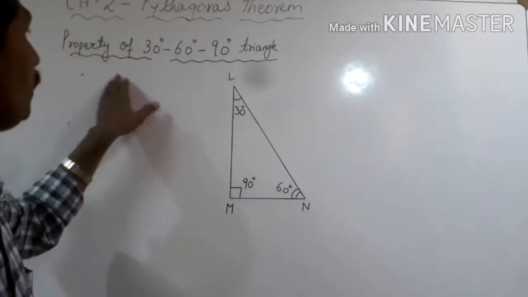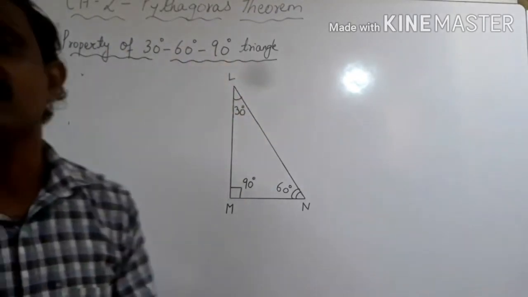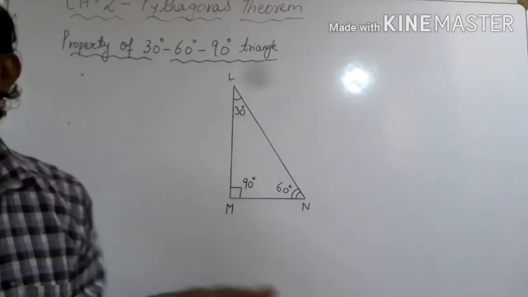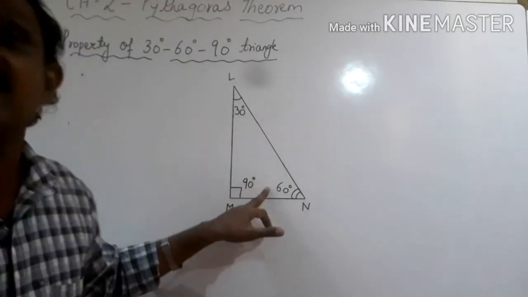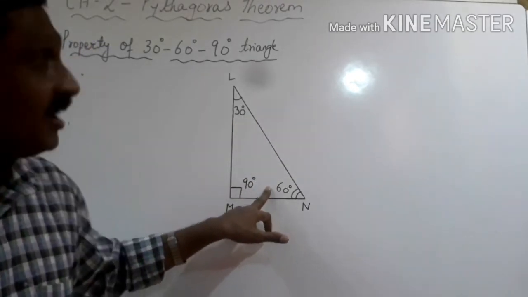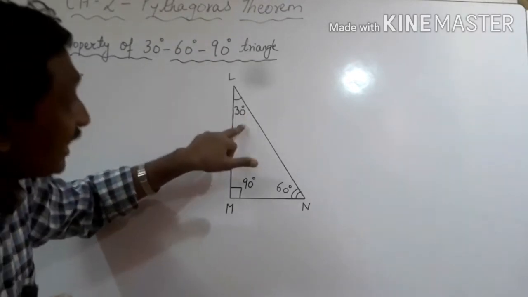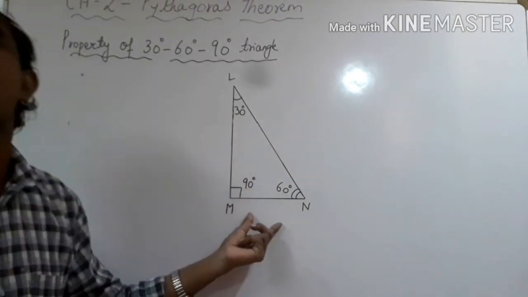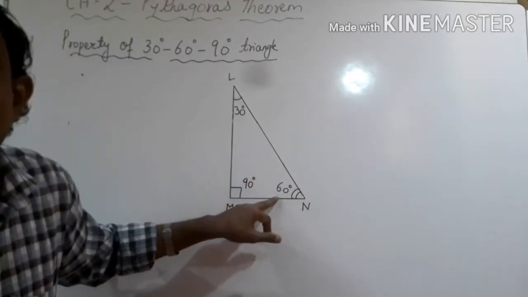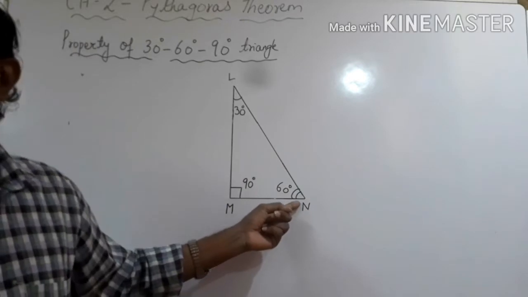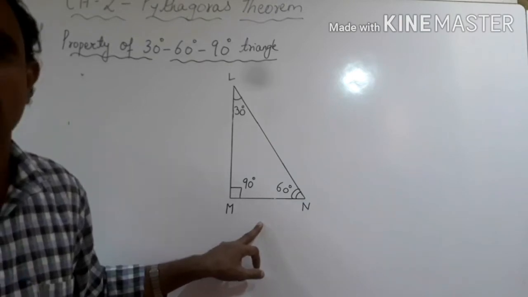Let's study the property of 30 degrees, 60 degrees, 90 degrees triangle. What does it state? It states that if the acute angles of a right angle triangle are 30 degrees and 60 degrees, then the side opposite to the 30 degrees angle is half of the hypotenuse, and the side opposite to the 60 degrees angle is √3 upon 2 times the hypotenuse.